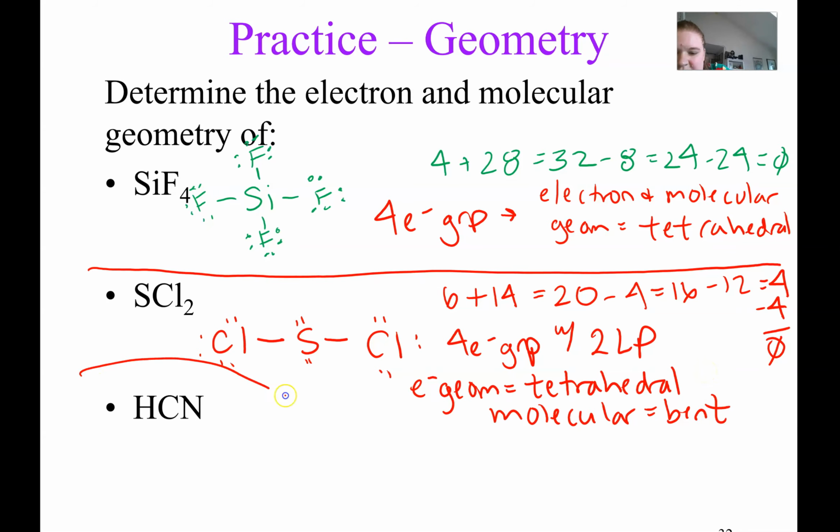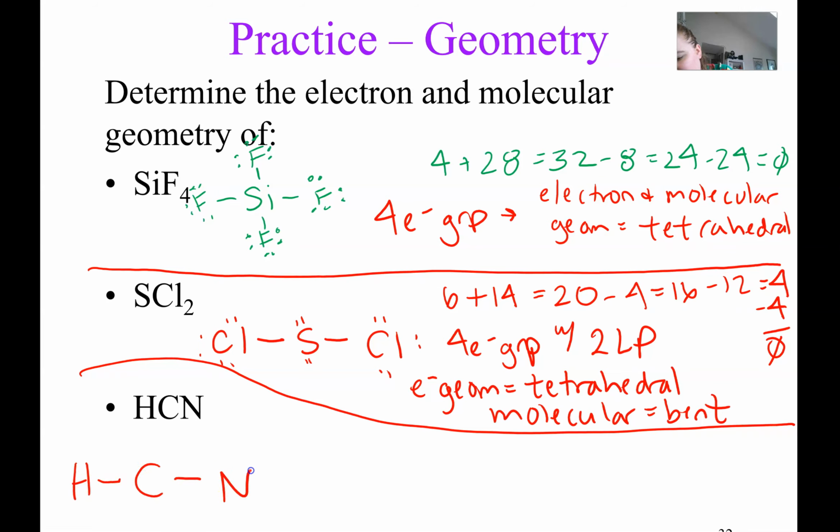All right, last example on this slide is HCN. So I know my hydrogen has to be on the end. Carbon is more metallic than nitrogen, so it goes in the middle. Hydrogen plus carbon plus nitrogen gives us 10. I've already used 4, so we're left with 6. 1, 2, 3, 4, 5, 6.